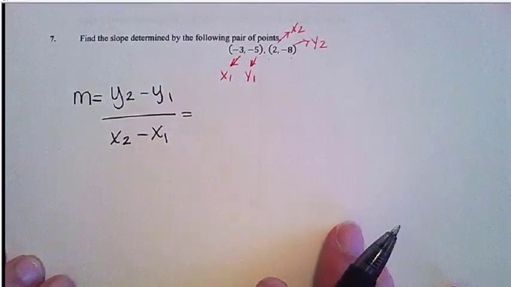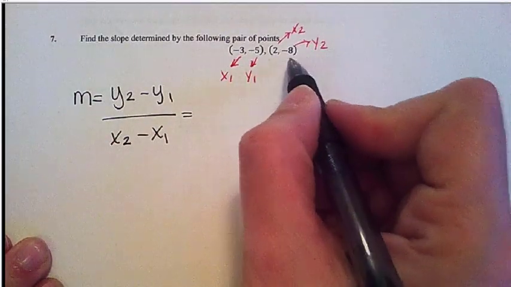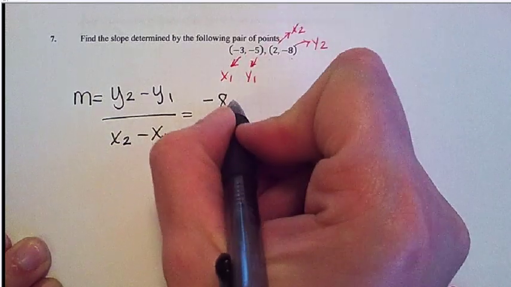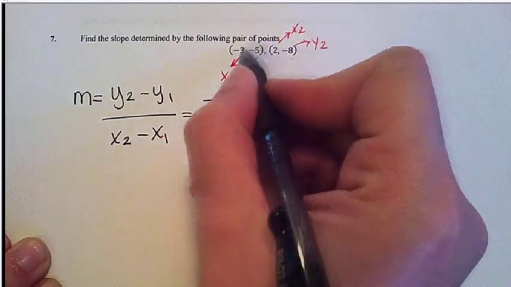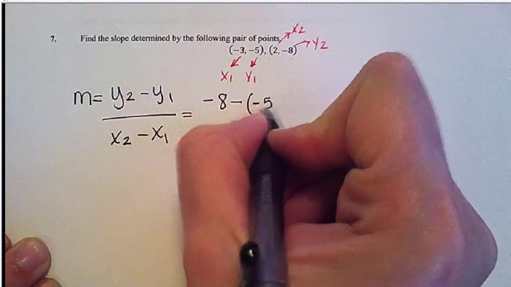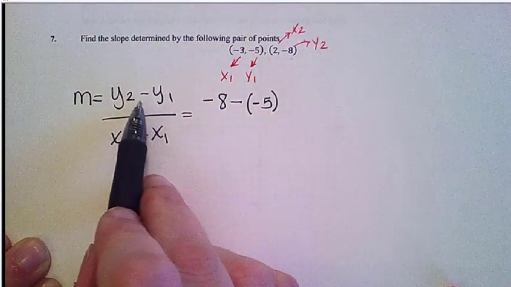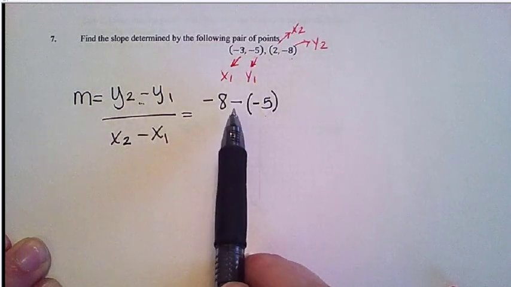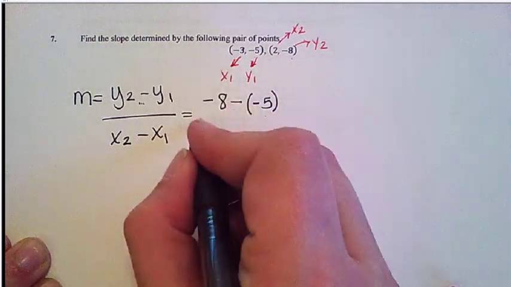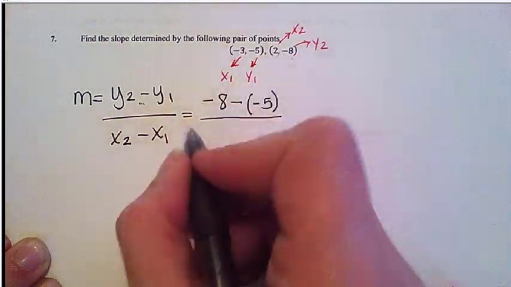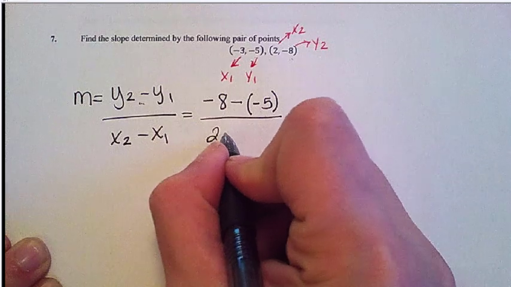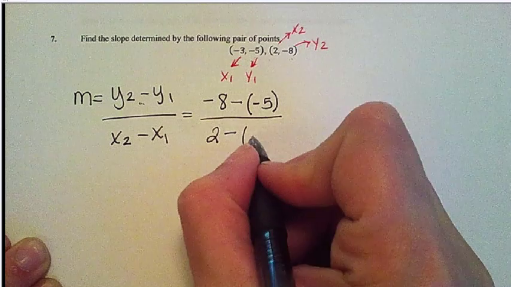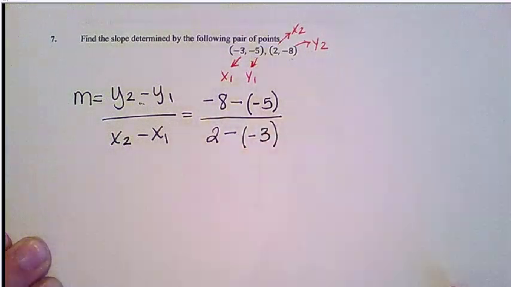So y2 is going to be -8. Now you need to be very careful with this next portion. We are subtracting, and then our y1 is -5. So make sure that you realize that. My formula itself is subtraction, and then my y value is a -5, so I have minus a -5 over x2 is the number 2. Again, notice that my formula is minus, and I'm plugging in a -3, so that's going to be 2 minus 3.